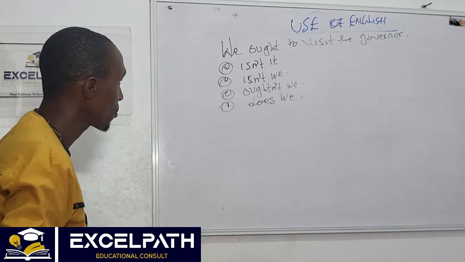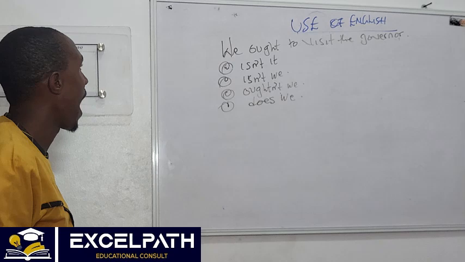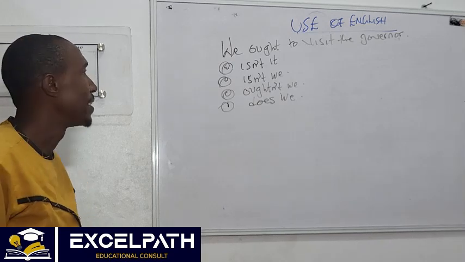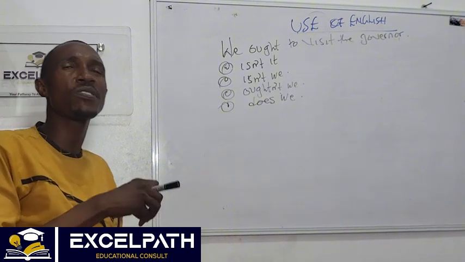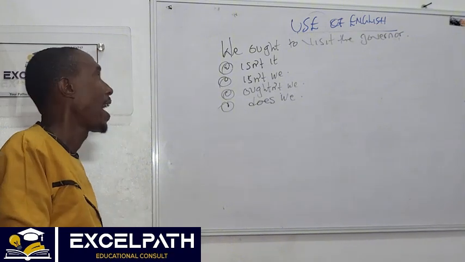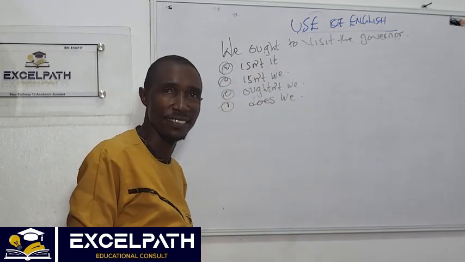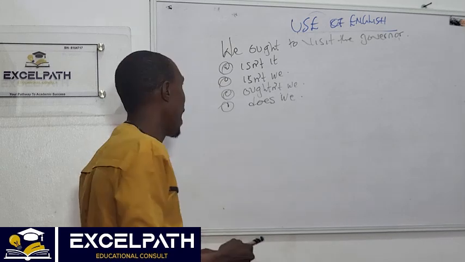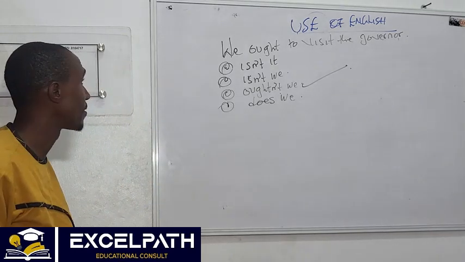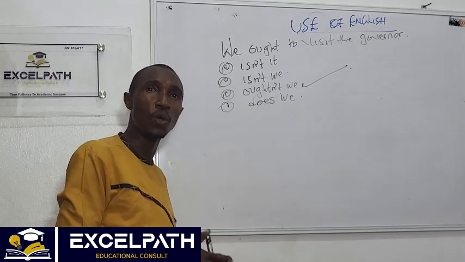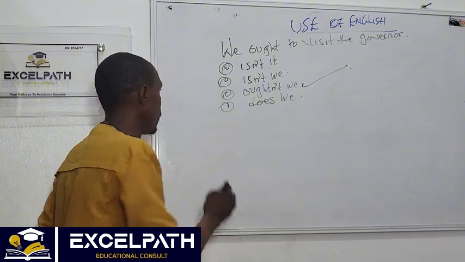Now look up. We ought to visit the governor. After your we, which is a pronoun, the next word there is what? Ought. And that ought there is your auxiliary verb. And since it is ought that is there, you can't change it. It remains the same. And the correct answer is what? Option C. You get that now. So you don't change it. The way they gave it to you, you have to supply it that way.